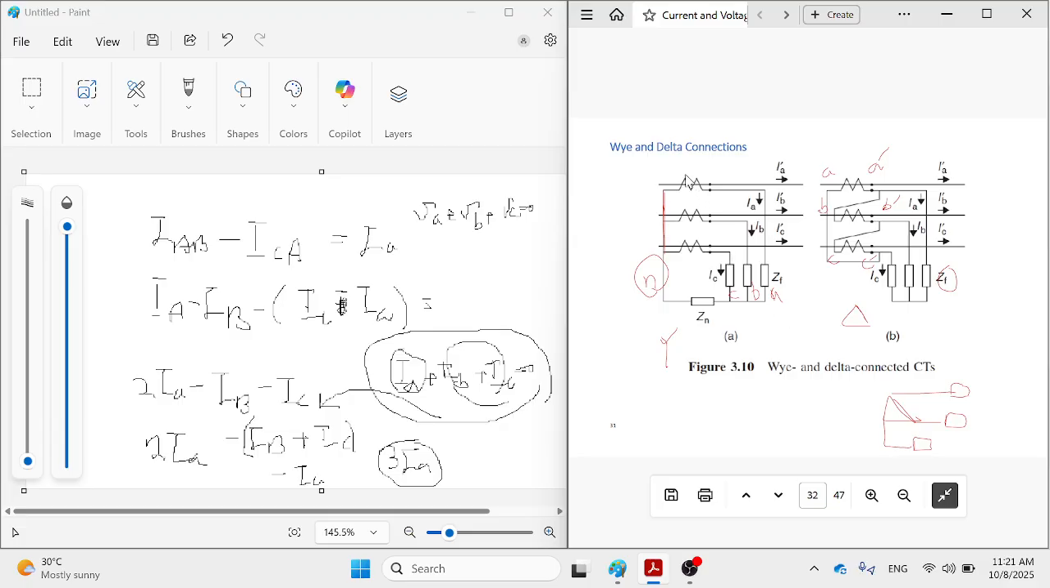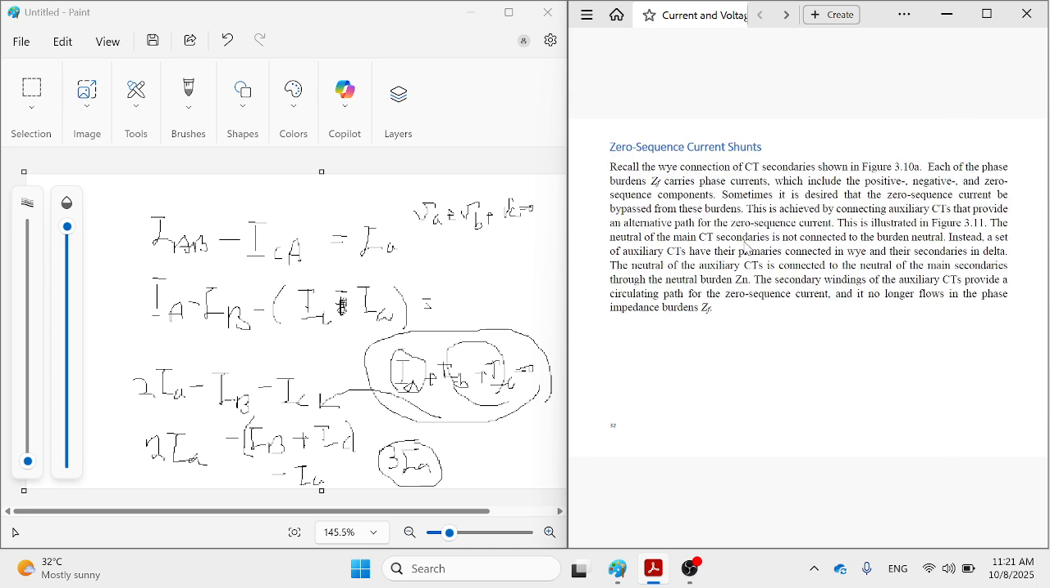But for converting from Y to delta for the voltage, first you have to convert line voltage to phase voltage. Then using the N1, N2 to convert to the other side. Then you have the V phase again at the other side, then convert it to V line. In the same procedure we need to do for the current. So don't forget that one.